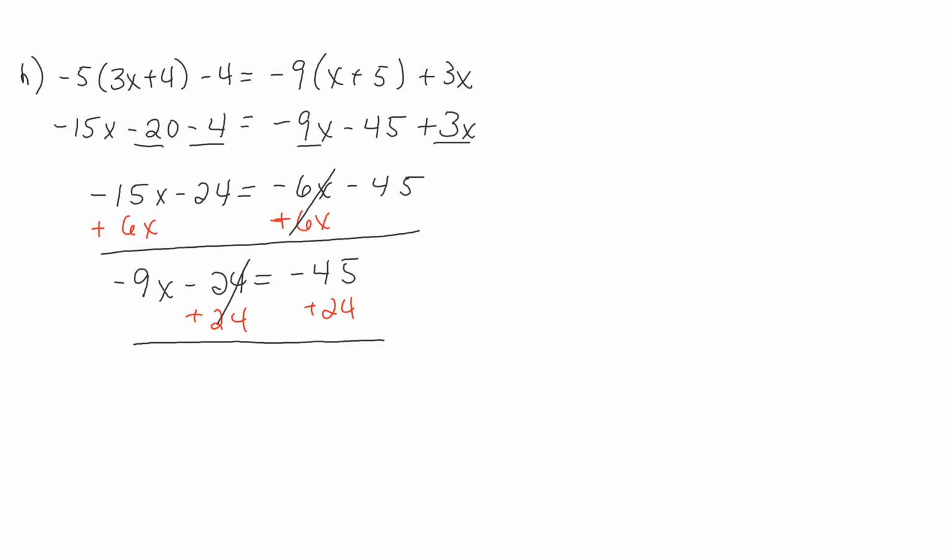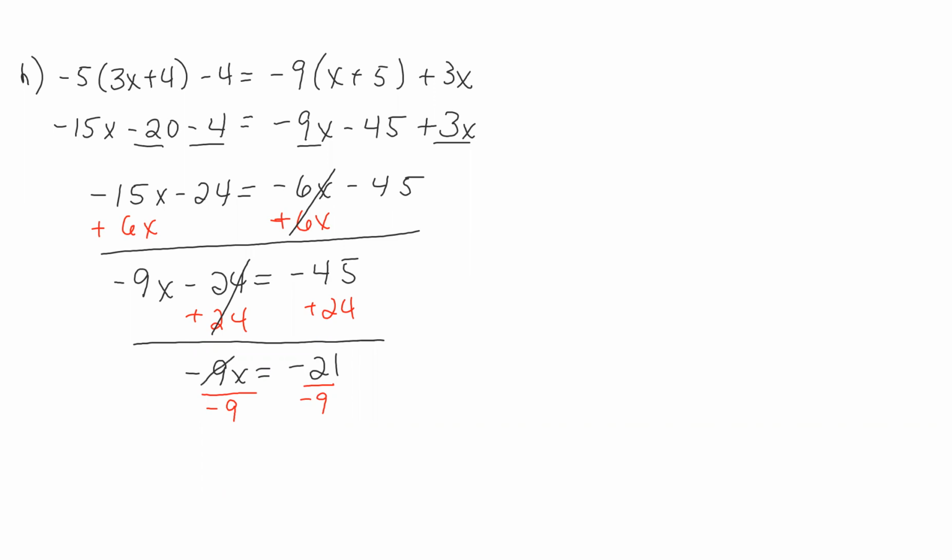On the left, the 24's cancel. Negative 24 plus 24 is 0. Negative 9x minus 0 is just negative 9x. And then negative 45 plus 24 is negative 21. So we're at that final step where we've got a single variable term equaling a single constant term. We need to undo the multiplication of negative 9 and x. We do that by dividing. So we're going to divide both sides by the coefficient of x.